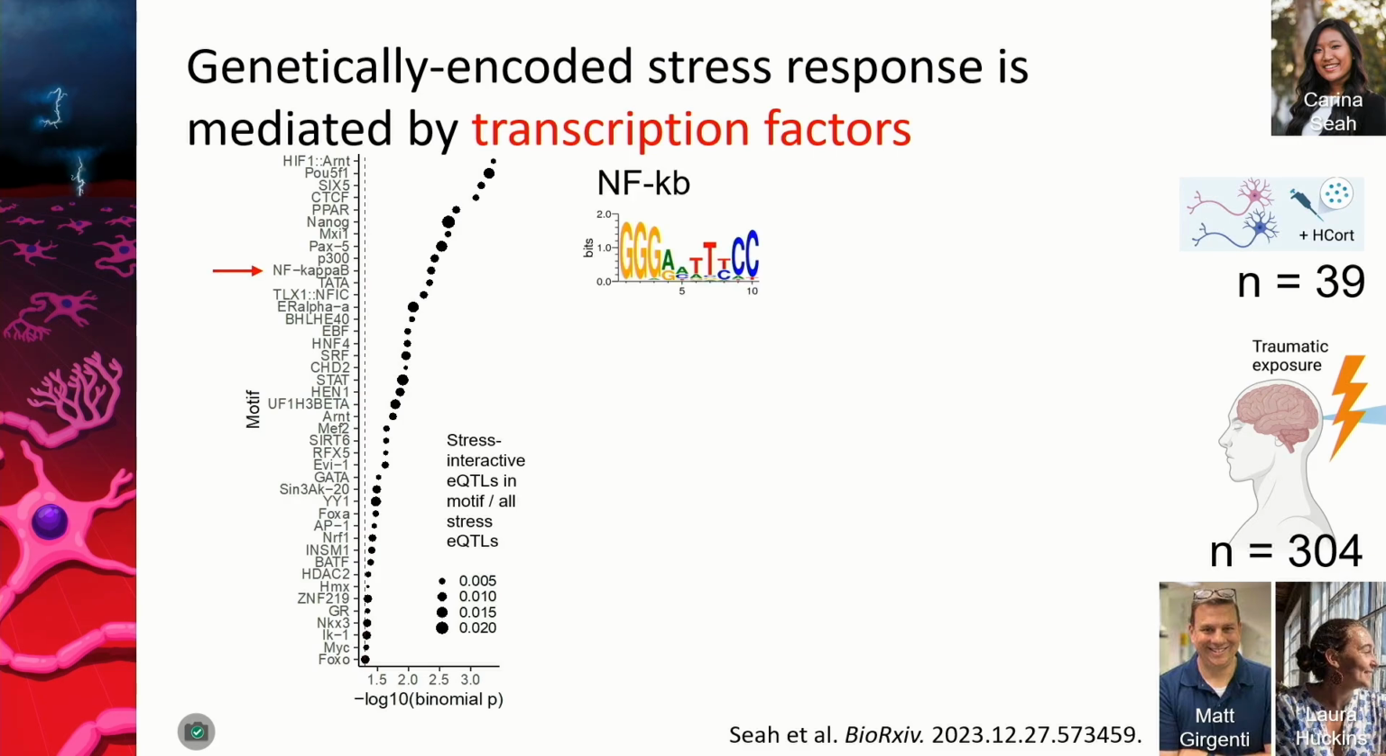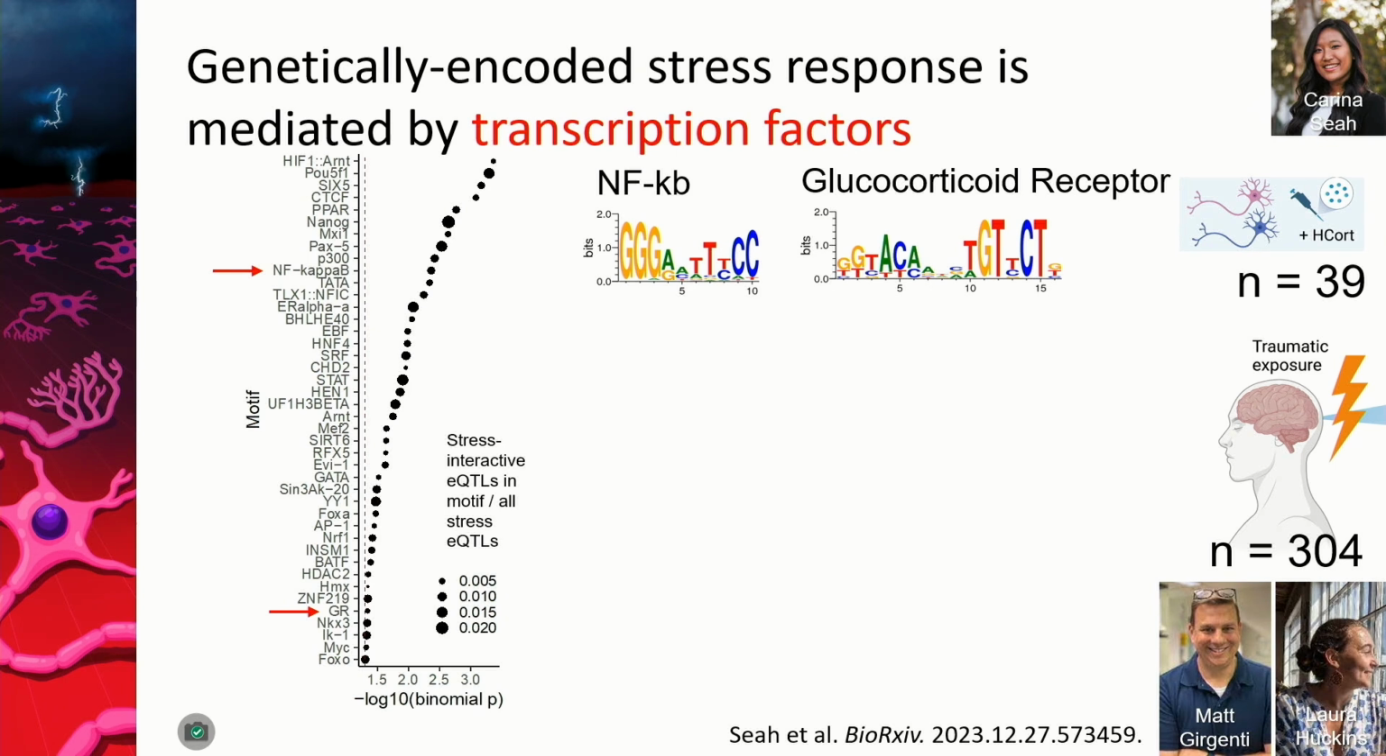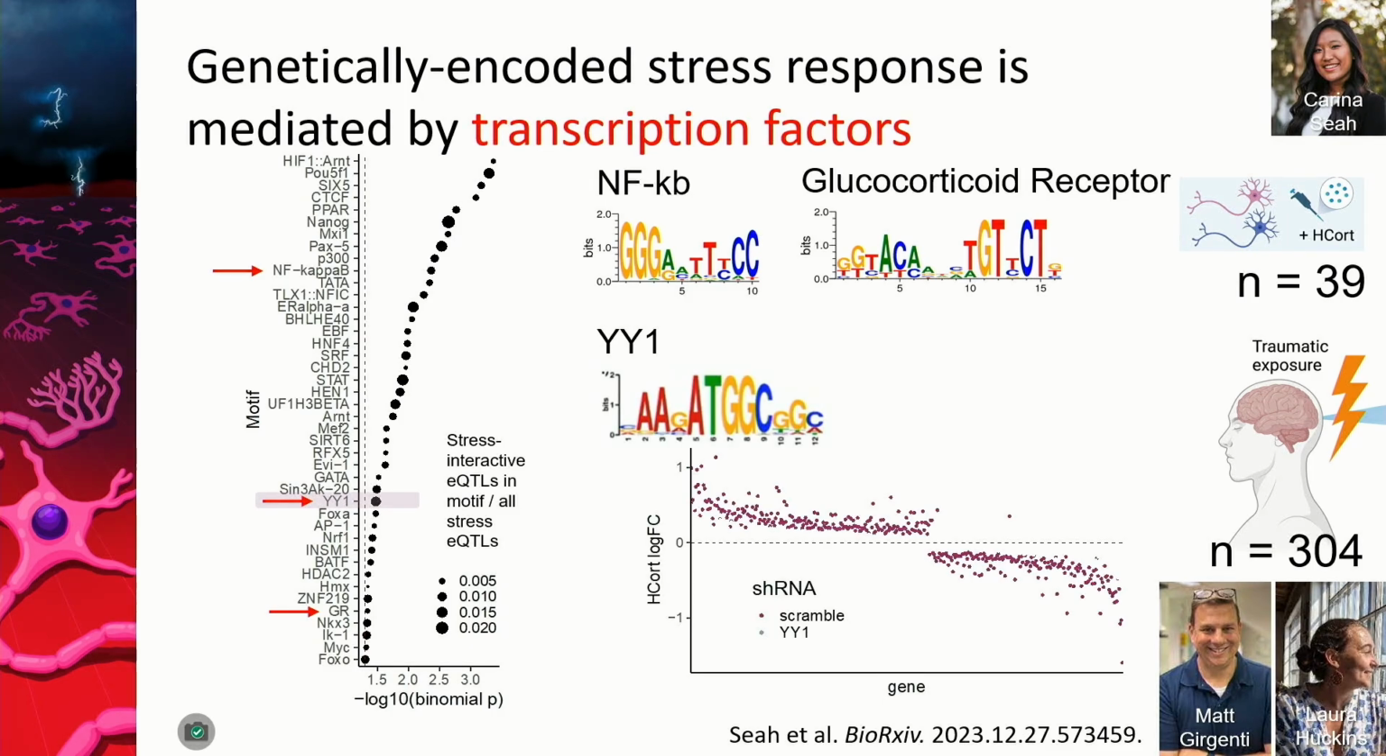Some of those transcription factor binding sites are the usual suspects. NF-kappa B, one of the best inflammatory mediating transcription factors. Really reassuringly, glucocorticoid receptor, the receptor for the stress hormone that we were adding to the neurons. And then one here, YY1, that had come up in the previous study, and we decided to validate.